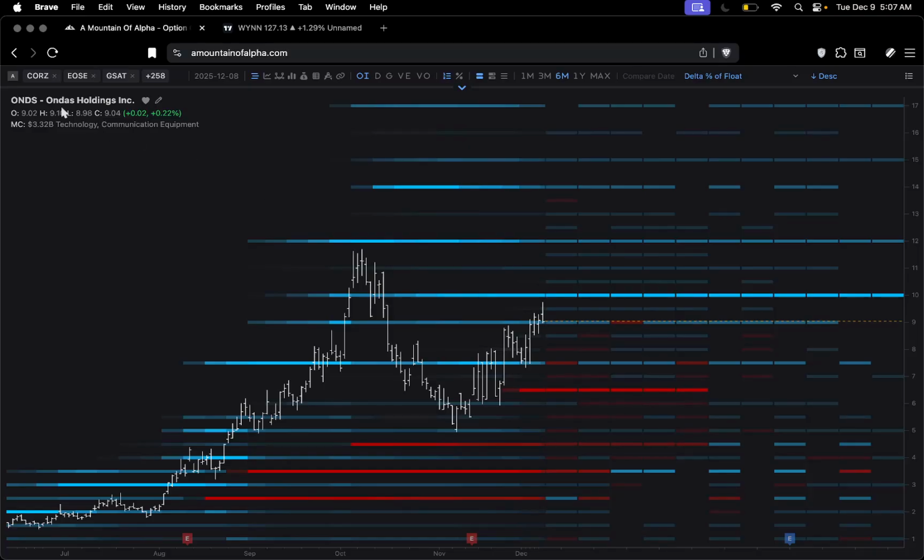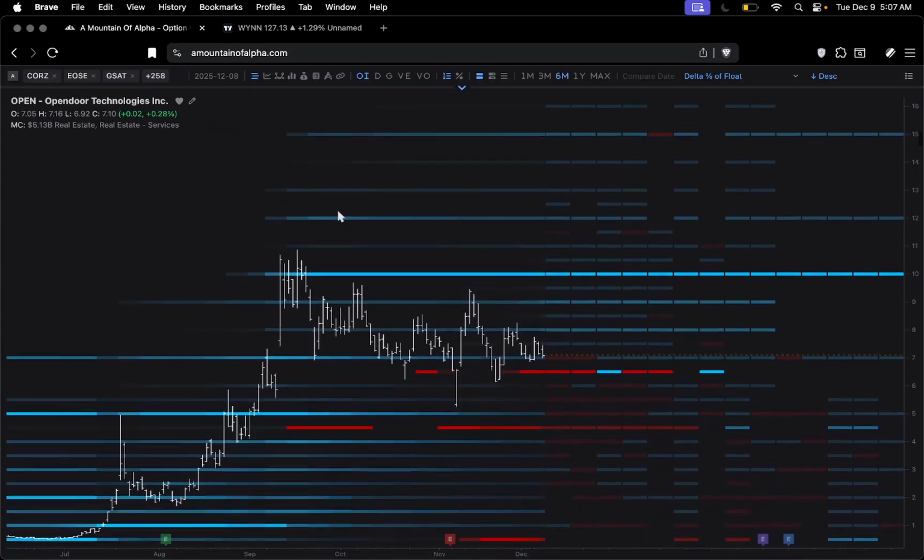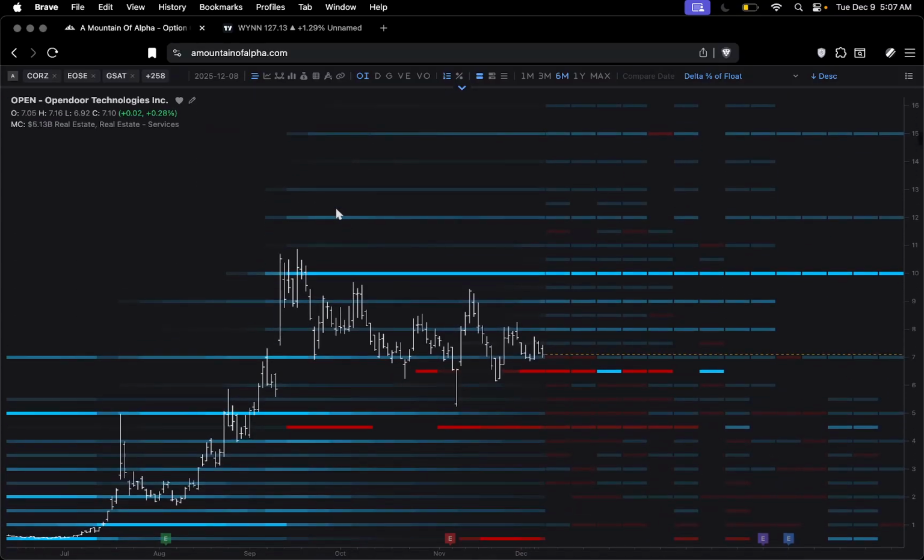Ondas. Ondas has been a favorite of social media guys. Look, peak volatility right here. Collapse in volatility. Really nice move. It went from 5 to 9 in a month or so, something like that. Pretty good. So you have resistance here at 10, kind of support here at 6.50. Well, it's not really something to trade. Not very interesting.